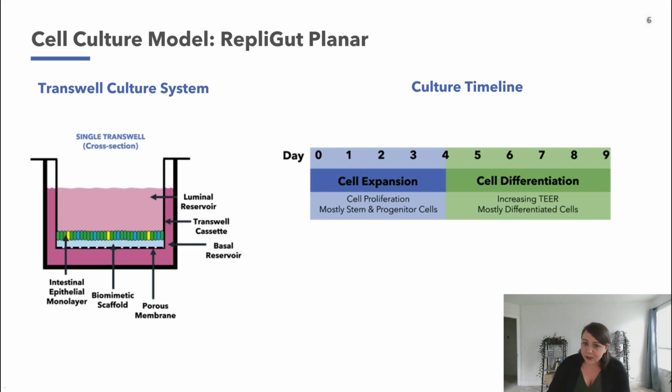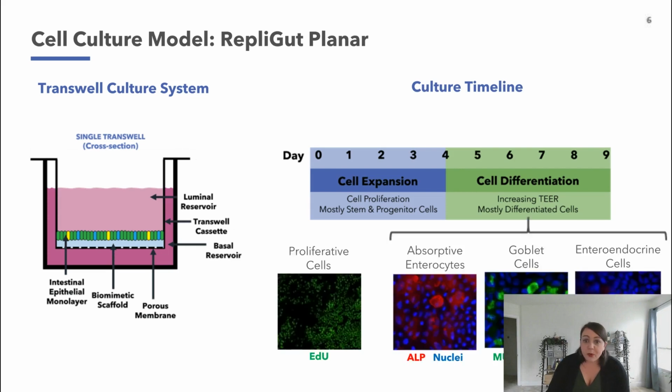So those proliferative cells are present here. And in the second half, we have differentiation, where we actually have a nice barrier. And showing you some data that we do have these proliferative cells that we can mark with the functional marker EDU. And on the differentiated side, we have the major cells that we would see in vivo, including absorptive enterocytes, goblet cells, and enteroendocrine cells.